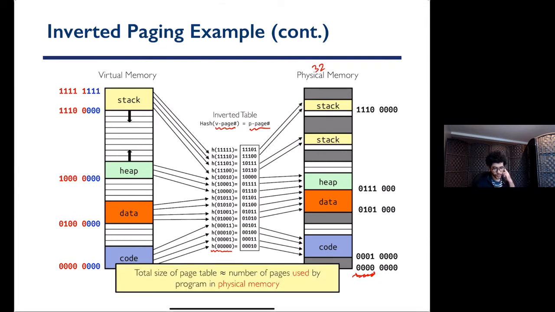So basically, the size of my page table is not proportional to the size of the virtual address space. It's limited to the size of the physical memory. And the size of physical memory is usually limited.